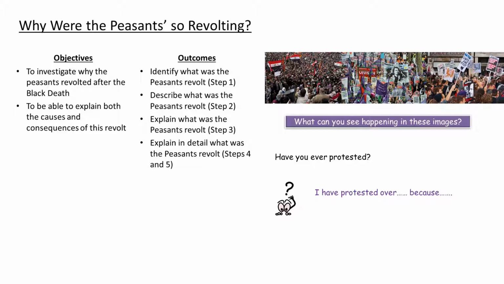The lesson's topic was the peasants' revolt following the Black Death period. The objectives were for the learners to understand the reasons behind this revolt and to be able to explain the causes and consequences of the revolt.